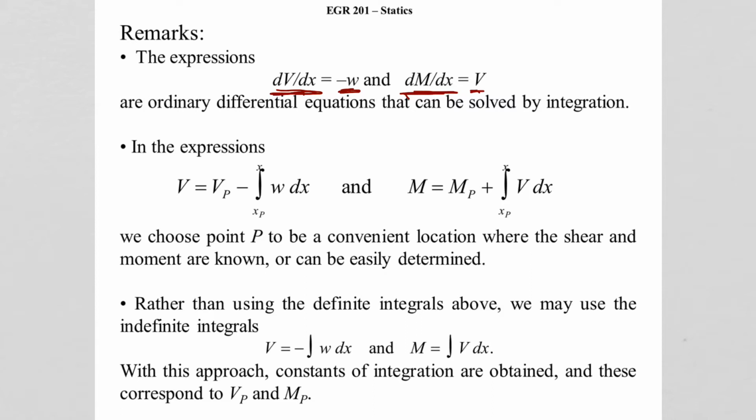These are great expressions to know, and we also know that these ordinary differential equations can be solved by integration, giving us, of course, the shear itself and the moment itself. And again, we usually choose P to be a convenient location where the shear and moment are known and can easily be determined. A lot of times it's 0, especially for cantilever beams. If it's a simply supported beam, then this V sub P usually has the reaction force.